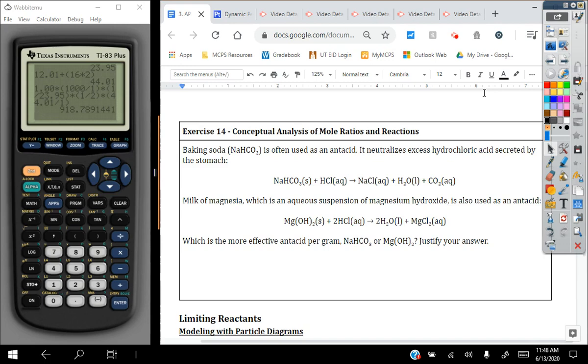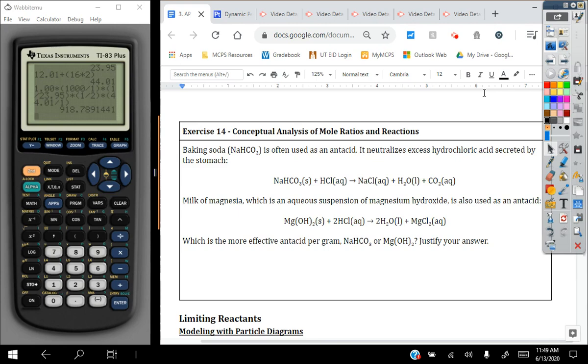Well, we got to look at a couple of things here. We got to look at both the molar masses and the mole ratios. So just by looking at the moles of magnesium hydroxide compared to the moles of HCl, I would say that magnesium hydroxide would be more effective because 1 mole of magnesium hydroxide reacts with 2 moles of hydrochloric acid, whereas sodium bicarbonate, which is baking soda, only reacts with 1 mole of acid.